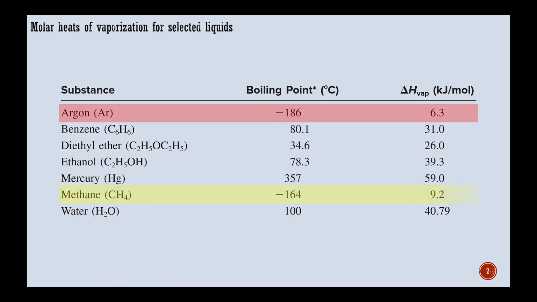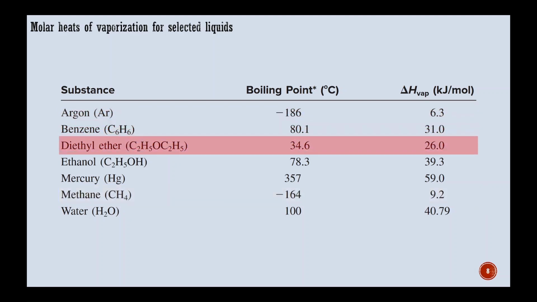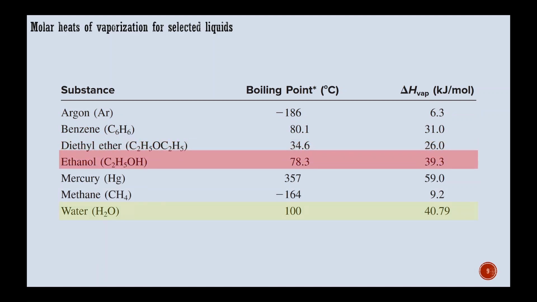For example, argon and methane, which have only relatively weak dispersion forces, have low boiling points and small molar heats of vaporization. Diethyl ether has a dipole moment, and the dipole-dipole forces account for its moderately high boiling point and molar heat of vaporization. Both ethanol and water have strong hydrogen bonding, which accounts for their high boiling points and large values of the molar heat of vaporization.